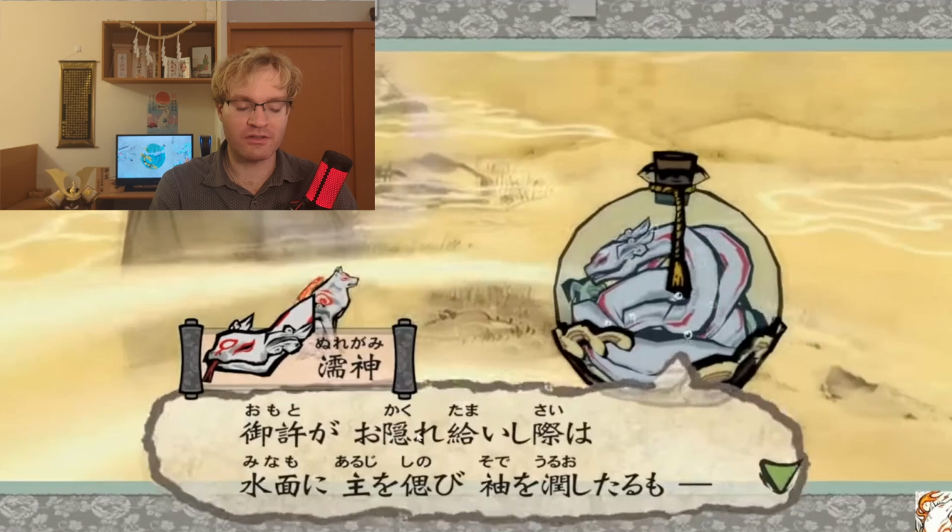Omoto ga o kakure tamaishi sai wa. So, when you honorifically hid yourself, when you honorifically disappeared from the world, i.e. when you honorifically died, minamo ni aruji o shinobi, I, on the surface of the water, thought fondly, recalled with much emotion, I guess you could say, my lord, sode yo uruo shitarumo, wetting my sleeves, dampening my sleeves, which we'll get into what the significance of that is.